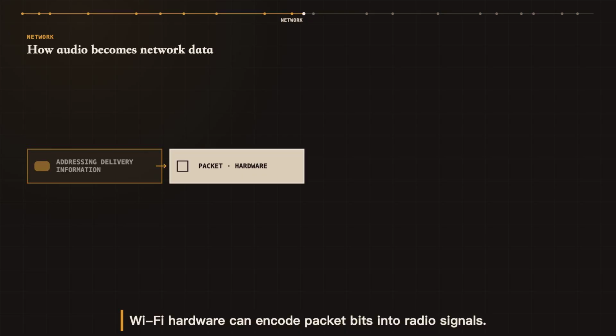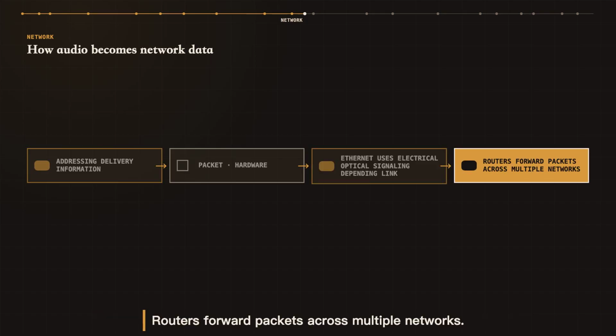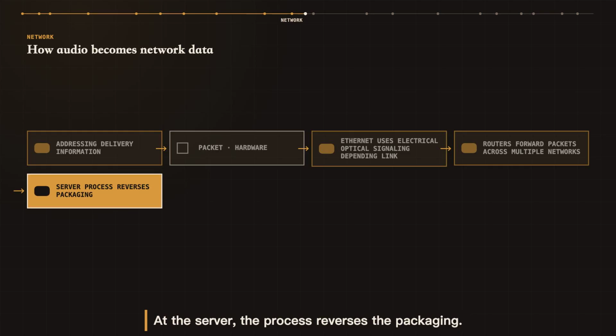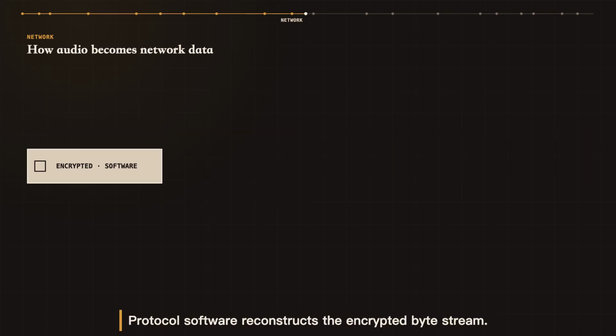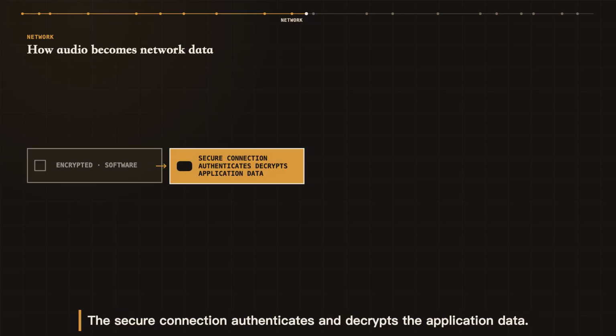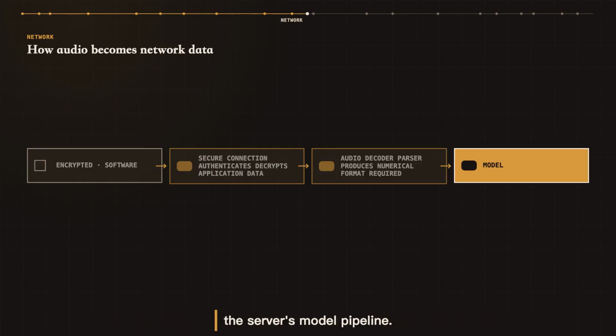Wi-Fi hardware can encode packet bits into radio signals. Ethernet uses electrical or optical signaling depending on the link. Routers forward packets across multiple networks. At the server, the process reverses the packaging. Network hardware receives signals. Protocol software reconstructs the encrypted byte stream. The secure connection authenticates and decrypts the application data. An audio decoder or parser produces the numerical format required by the server's model pipeline.